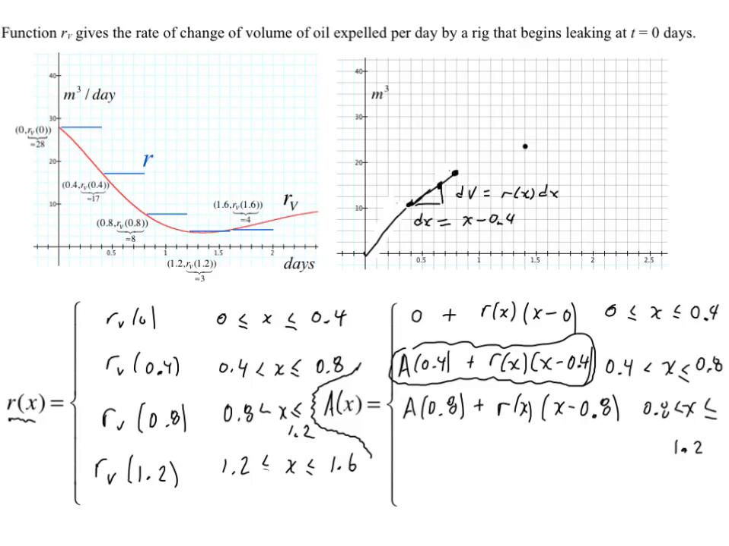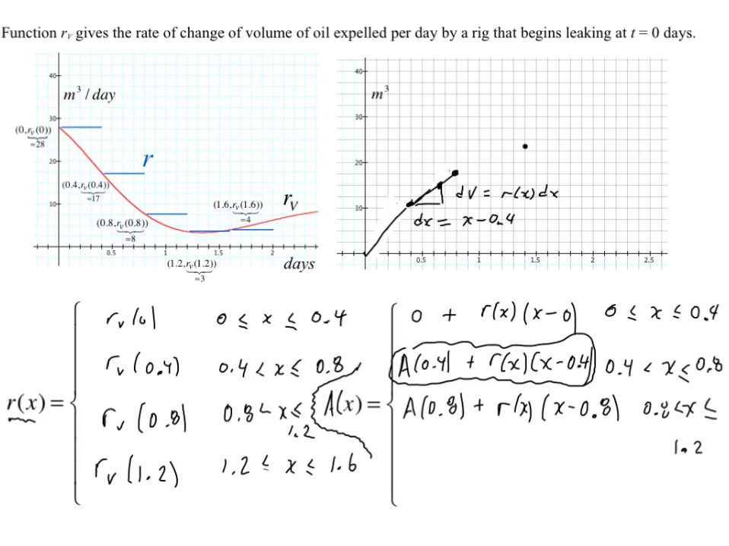Okay, any questions on making the accumulation function? Yeah? Rather than rx, wouldn't it be like r sub 0.4, because the rate between those 2 points is r sub 0.4? Okay, so is it r sub 0.4 or rx? What do you guys think? Rx, because you already defined that one.